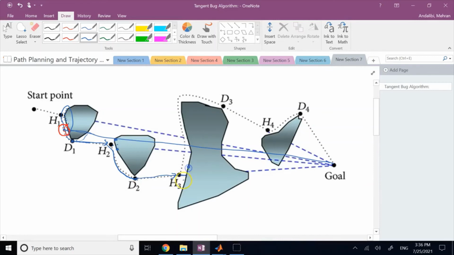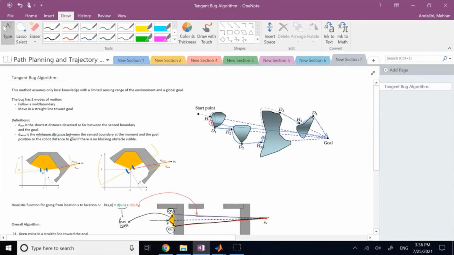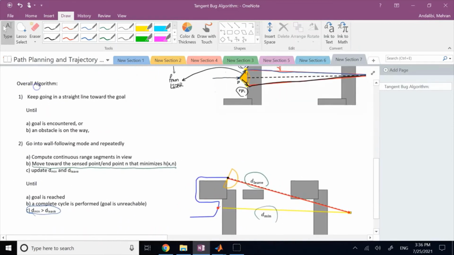Again, here I sense two points. This one looks closer to the goal than this one, so this time I go up. And here I keep going until D3. Now again, D leave is going to be less than all the D mins that I have observed so far. Again, I go straight. Again, I scan two points. This point looks closer, so I go. Again, I set free, and you see with this path, I can go from the start point to the end point. So that's how your algorithm works.